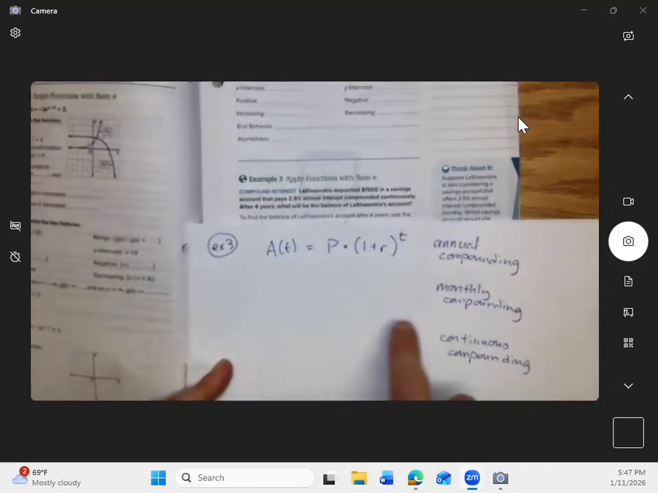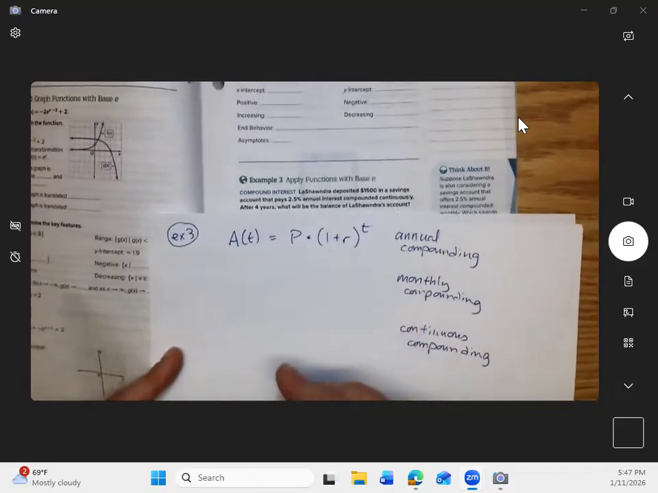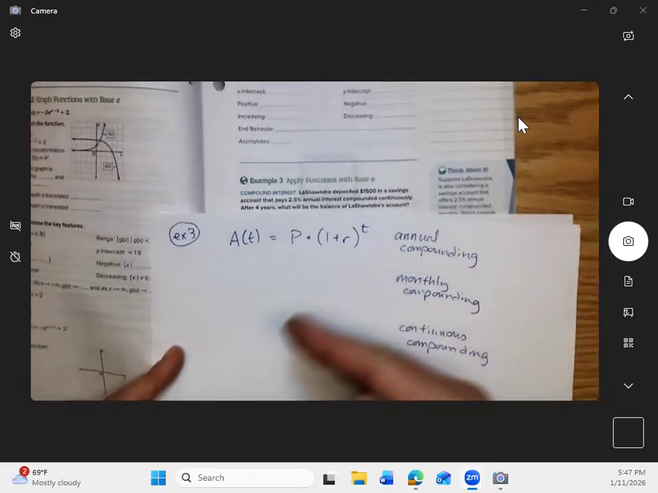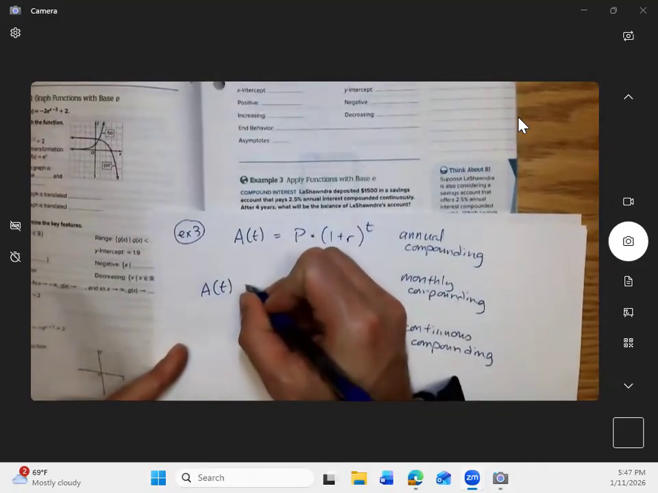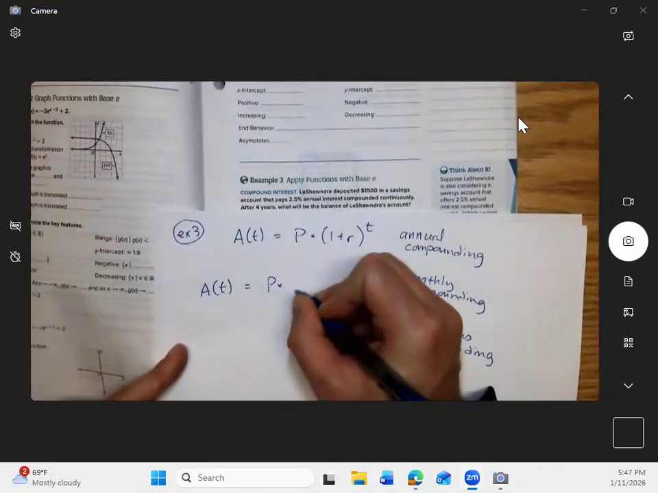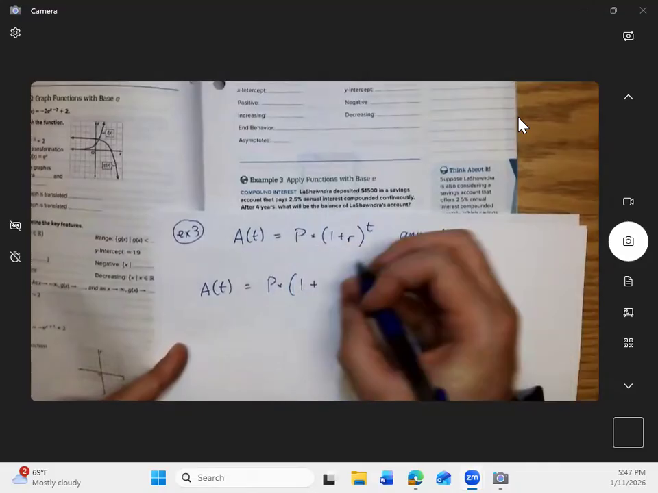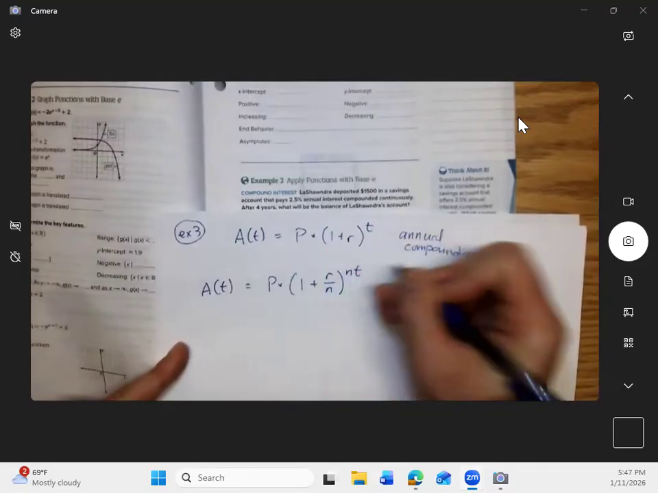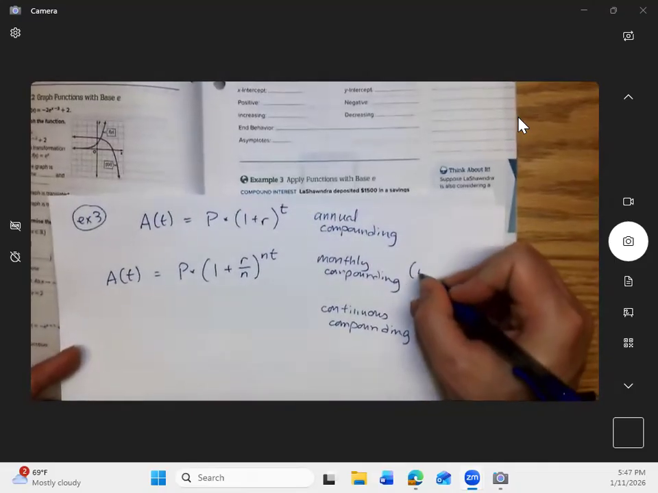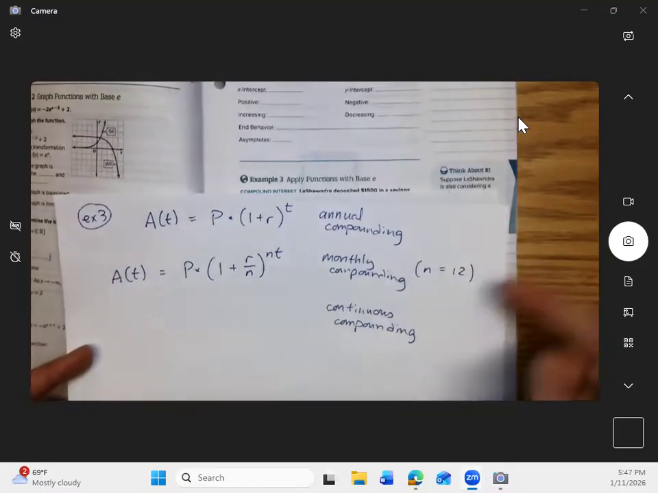Now, if you want to make this monthly, then you're applying this interest rate, splitting it up into say 12 months. So the amount as a function of time equals the principal times 1 plus, or I'll make it even more general, r over n, to the nt. But then for monthly compounding, n would equal 12 specifically. There's 12 months a year.